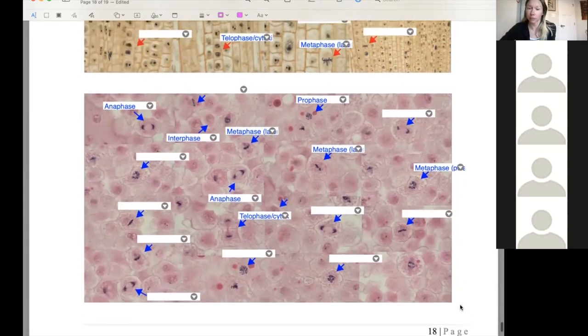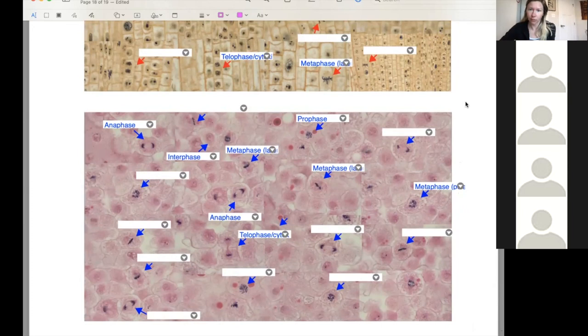Professor, are we going to have to look at them under a microscope, or is it just going to be a picture on the paper? No microscope. It's going to be a printed out picture. Oh, okay. Thank you. Okay.